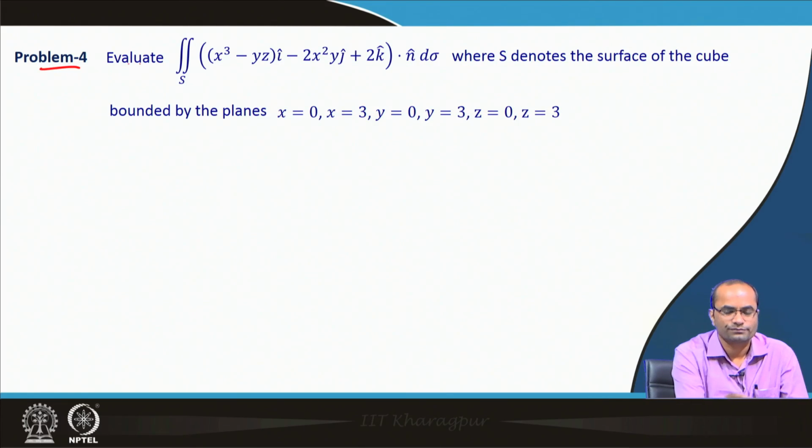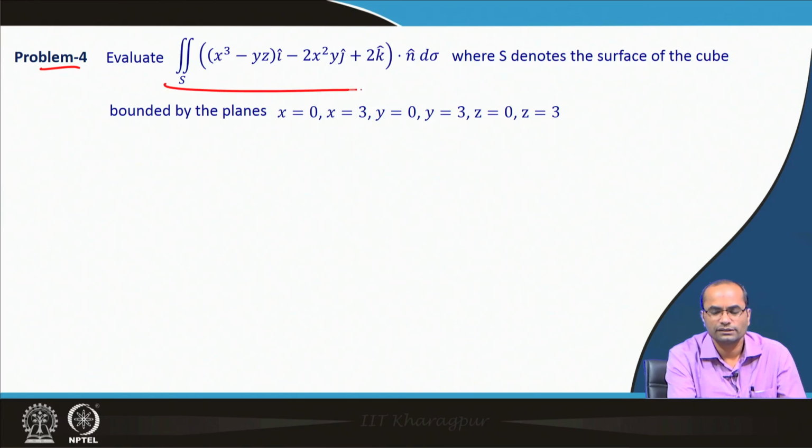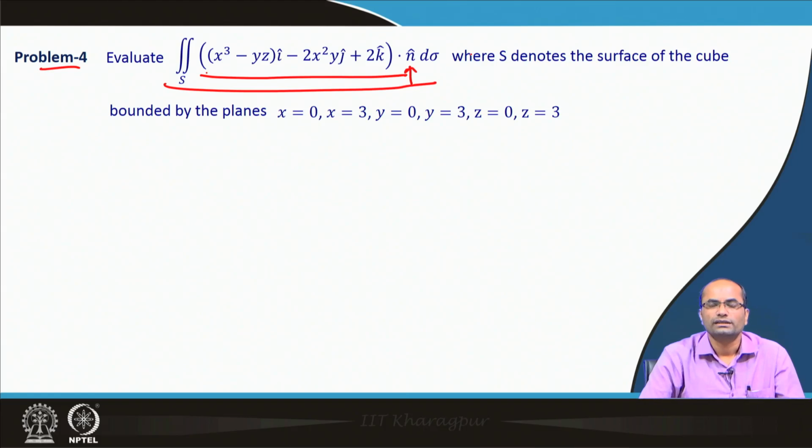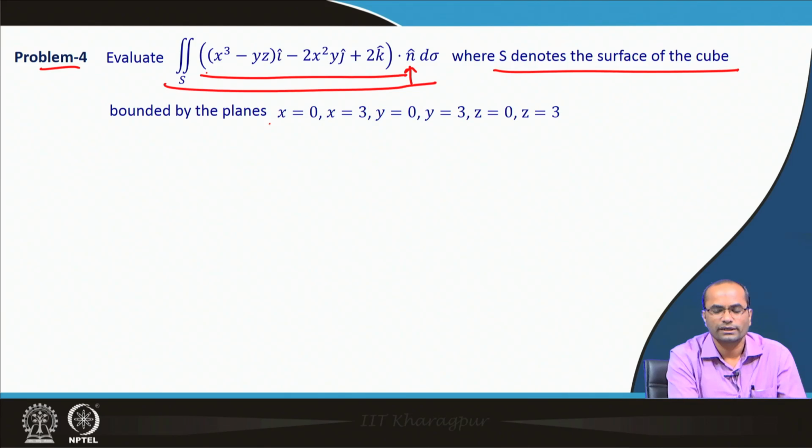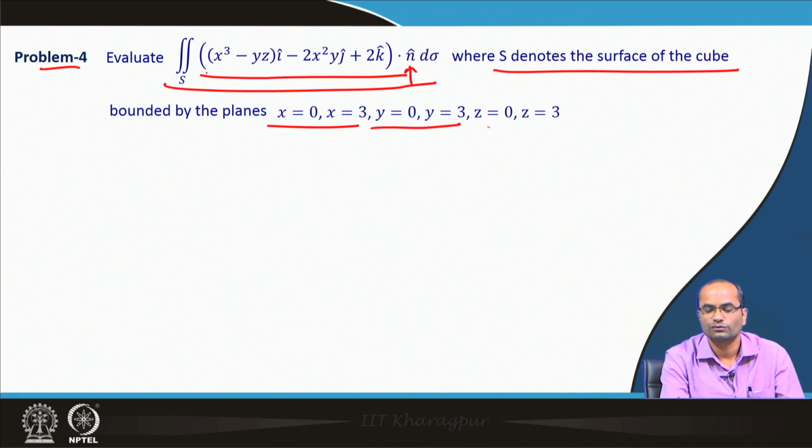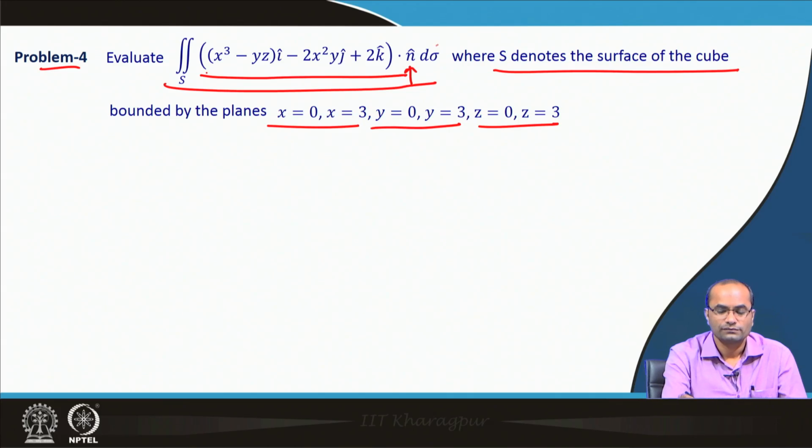So, the next problem, we will evaluate this integral. This is a surface integral if you look at. So, we have some kind of F here, then we have F dot n d sigma. So, this is exactly the flux we are talking about in divergence theorem, and this S is the surface of the cube again. It is bounded by x from 0 to 3, y from 0 to 3 and z is 0 to 3. So, it is similar to one of the problems we have just done.